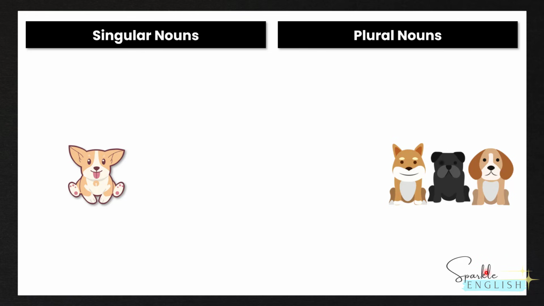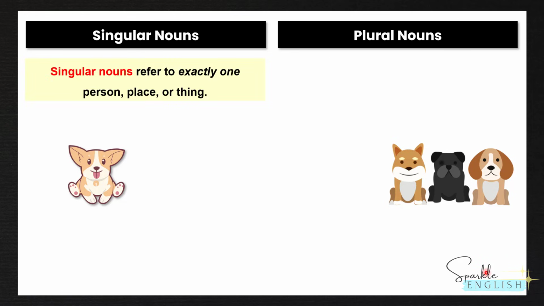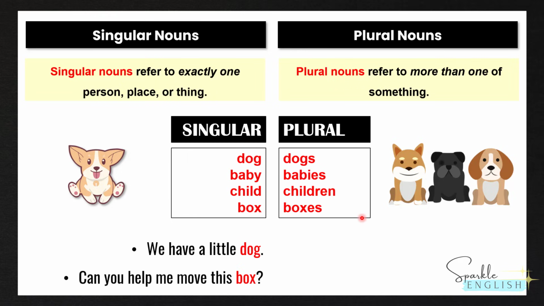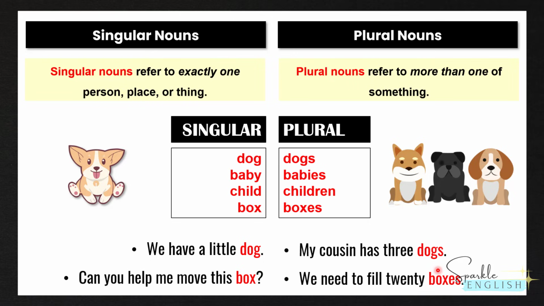Okay, now let's review singular nouns versus plural nouns. So singular nouns refer to exactly one person, place, or thing. Plural nouns refer to more than one of something. We often just add an S to make a noun plural. Sometimes we add an ES, and sometimes it's irregular. For example, dog becomes dogs. Baby becomes babies. Child becomes children. Box becomes boxes. For example, we have a little dog. Can you help me move this box? My cousin has 3 dogs. We need to fill 20 boxes.